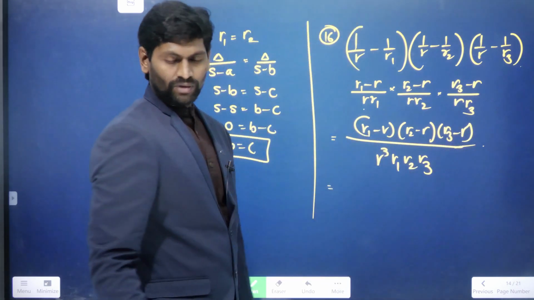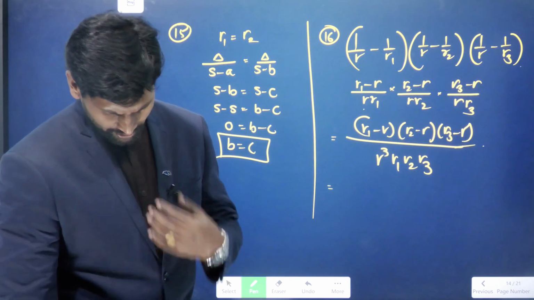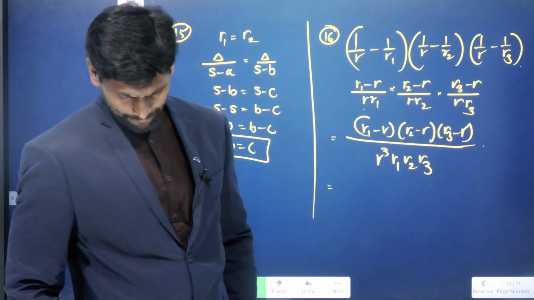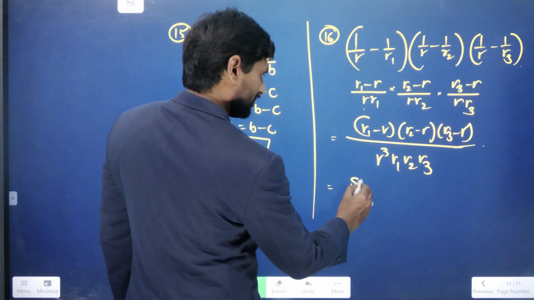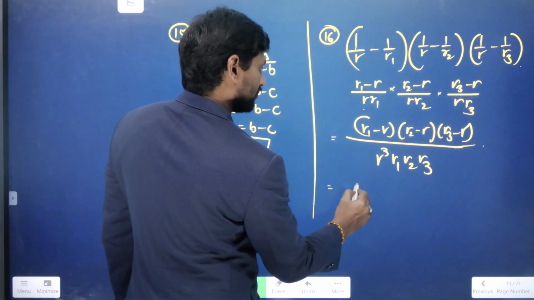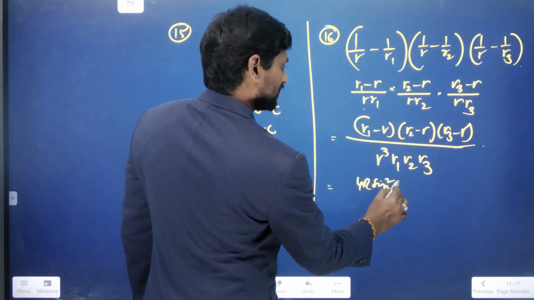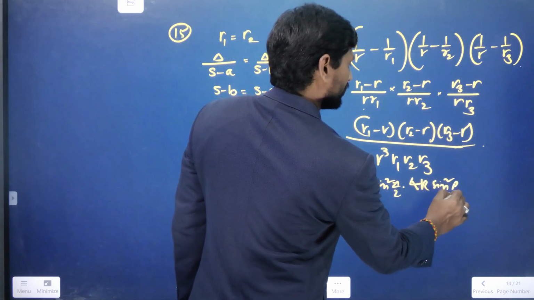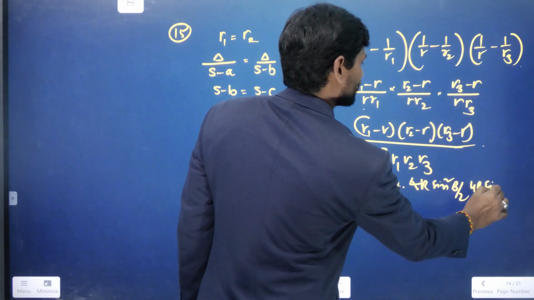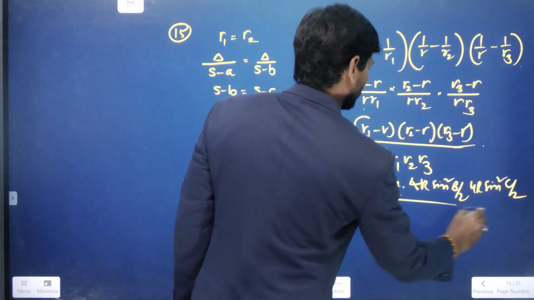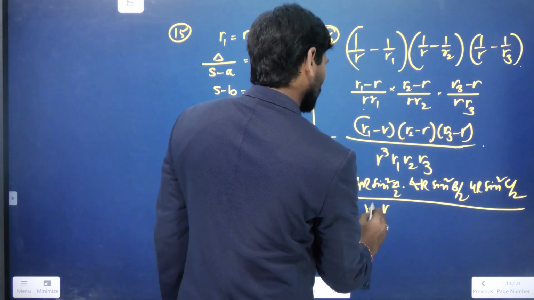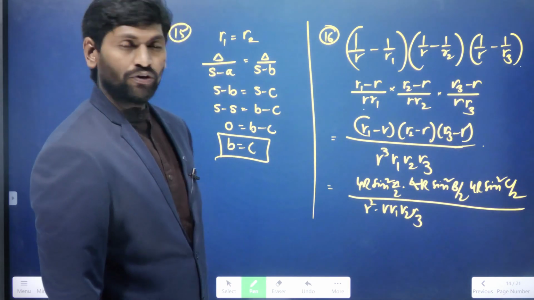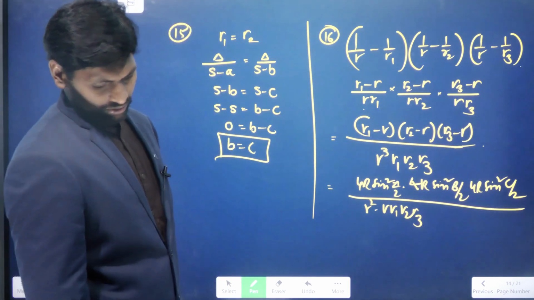Okay? But we know that r1 minus r value is 4R sine square A by 2. This one 4R sine square A by 2, this one 4R sine square B by 2, and the third one 4R sine square C by 2. So divided by r cube into r1 into r2 into r3. Okay? 4R sine square A by 2.